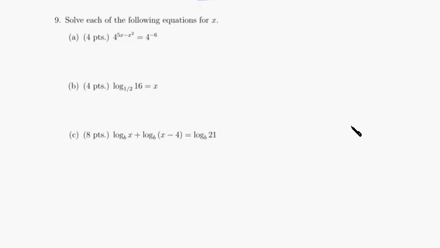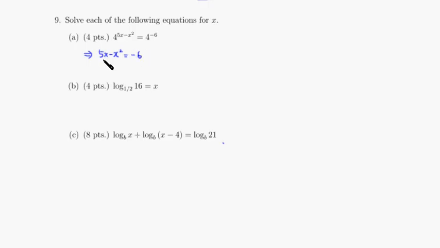Okay, let's look at exam 1A, problem number 9, part A. We want to solve this equation involving an exponential function for x. You have the same base 4 on both sides, so we have to make sure to match the powers. So this is going to imply that 5x minus x squared is equal to -6.